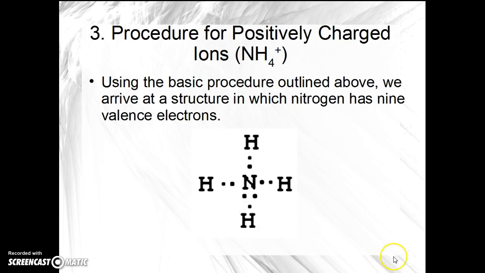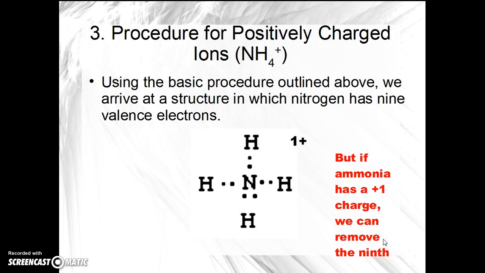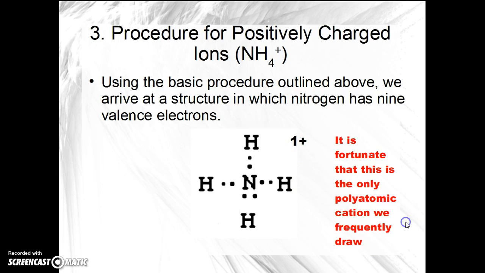So here is the ammonium ion before we remove the electron, and since ammonium ion has a 1+ charge, we remove that 9th electron and add the plus here. So we have taken the NH4 and made it NH4+. It's fortunate that this is the only polyatomic cation that we frequently draw, because we don't have to do this very much.